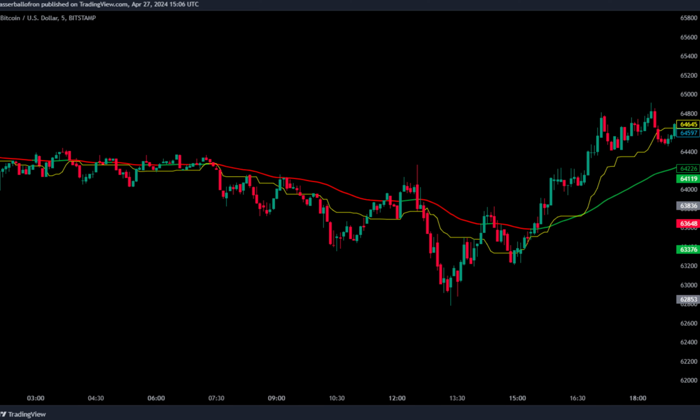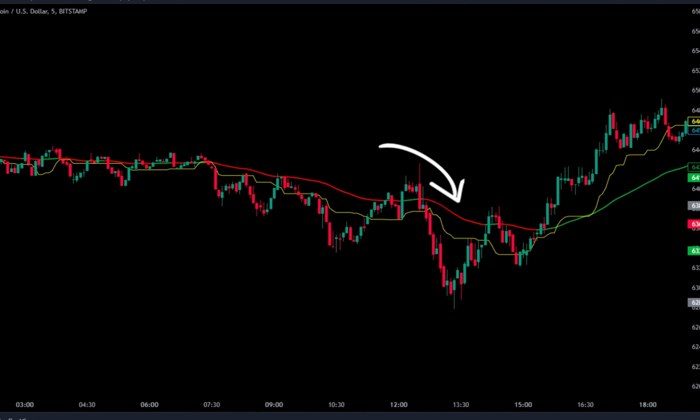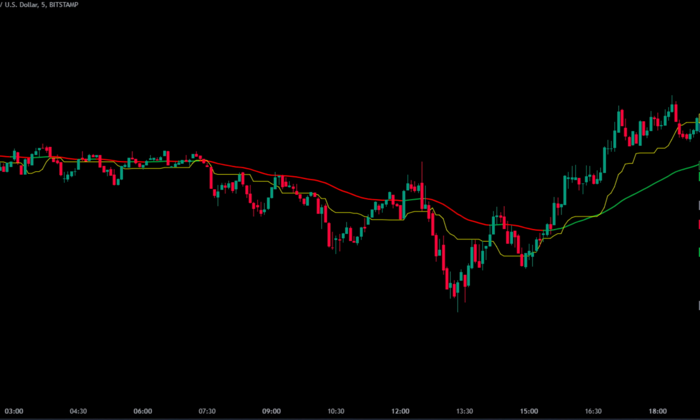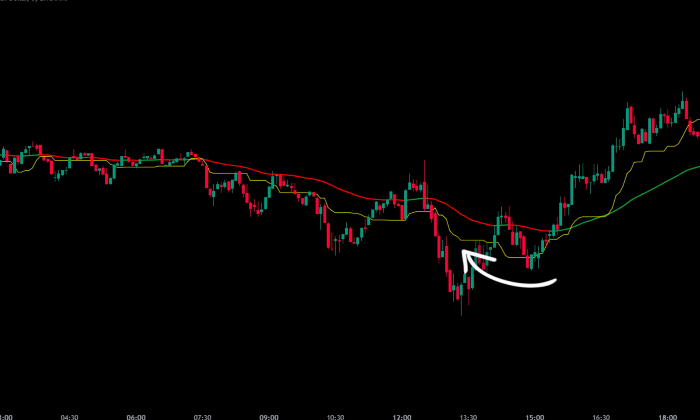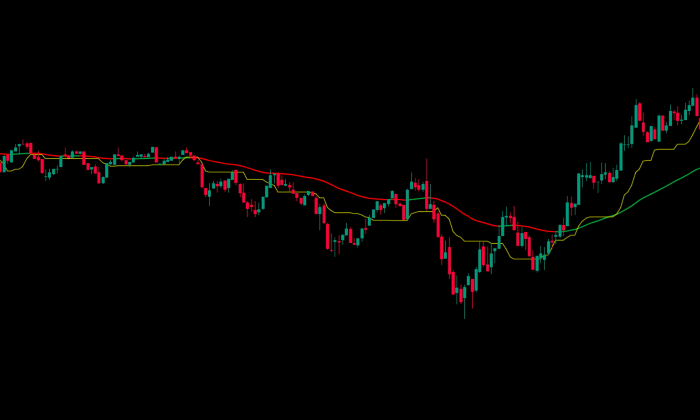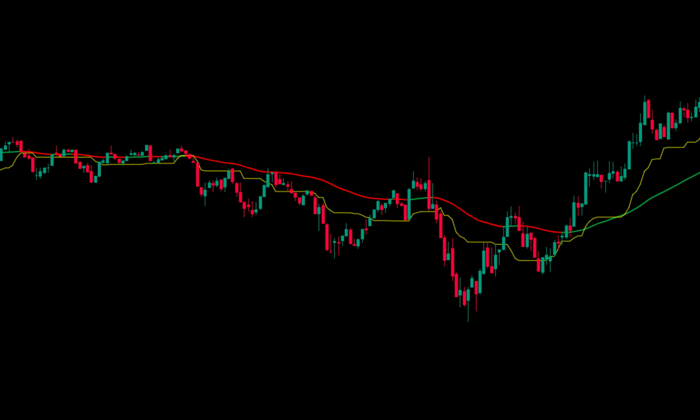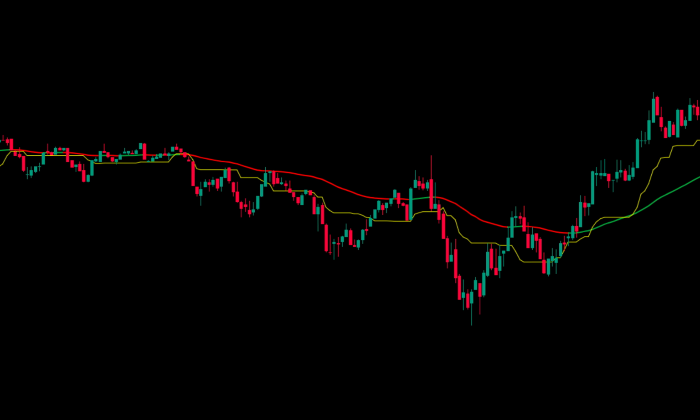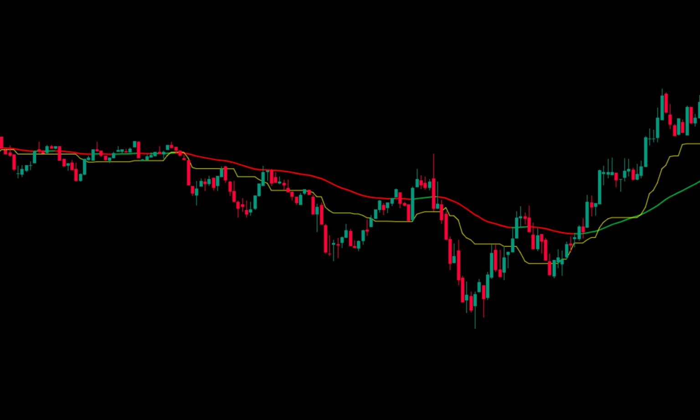Conversely, if the EMA line is red, it signifies a bearish trend. However, you must also ensure that the median line has crossed or is below the EMA line. If the median line has not crossed the EMA line downwards, the bearish trend cannot be considered valid.